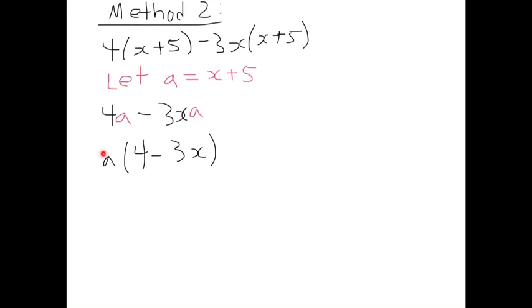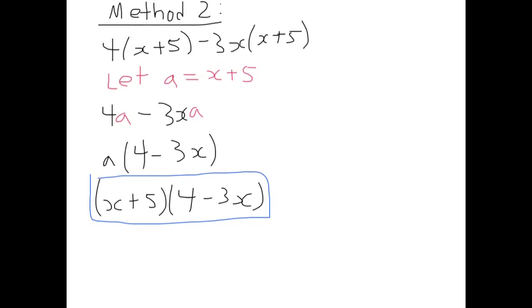back with what it originally was. Okay, originally it was x plus 5. So we're going to replace this a with what it's supposed to be, x plus 5. So that gives me x plus 5. That should go in brackets. And then the 4 minus 3x. And now we're done.